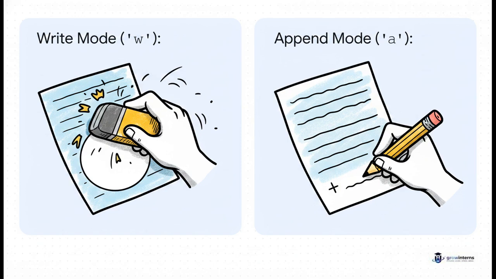If the file already exists, W will completely erase everything in it before it starts. It's destructive. On the other hand, A for append is much friendlier. It just goes to the very end of the file and tacks on your new data, leaving everything else untouched. Both modes, by the way, will create the file for you if it doesn't already exist.